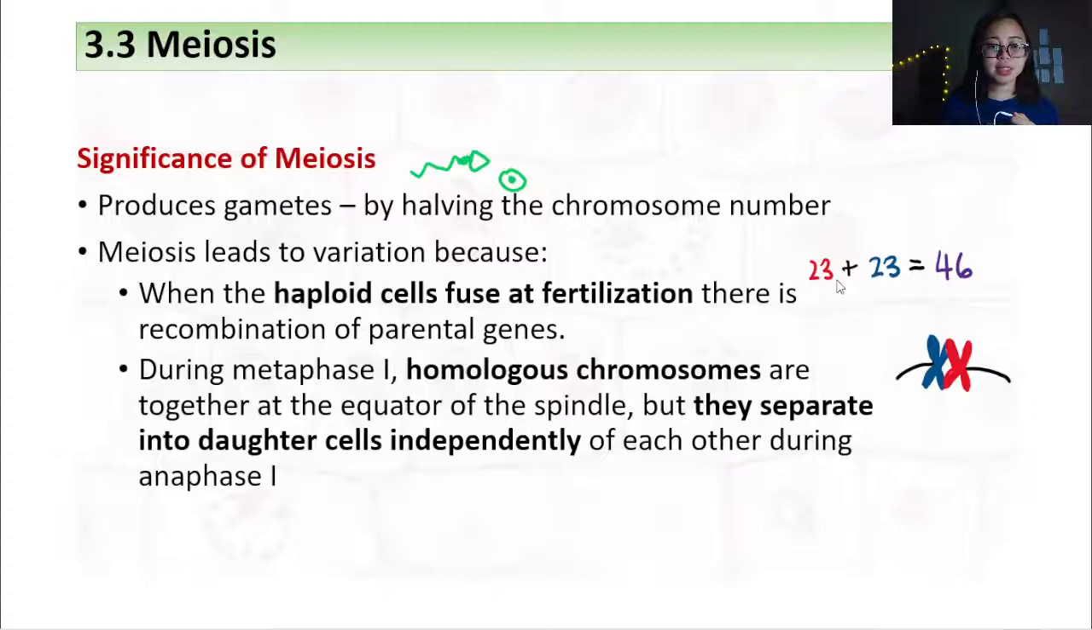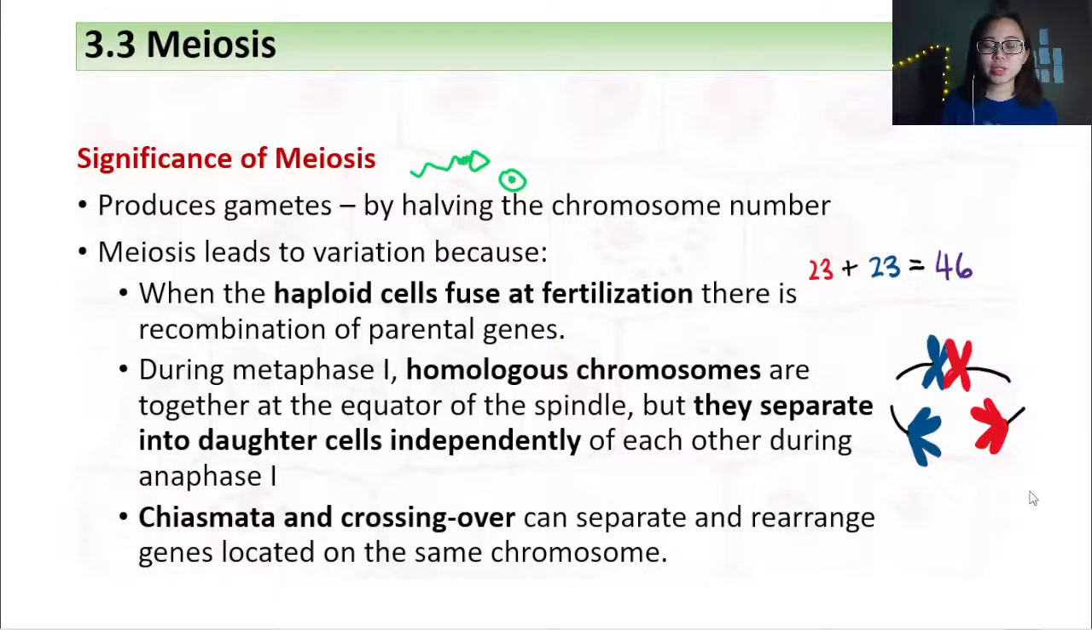Okay, and a second reason why meiosis leads to variation is because during metaphase 1, your homologous chromosomes are together at the equator of the spindle, but they separate into daughter cells independently of each other during anaphase 1. Dia tidak semestinya yang biru semua akan baris sekali. Kadang-kadang biru ada yang sebelah kiri, ada yang sebelah kanan. So, pada penghujung meiosis 1, dua daughter cell yang kamu dapat sudah berbeza dari segi gabungan genetic information dia. So, this is leading to that.